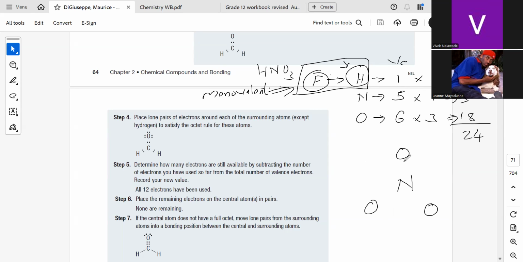Now let us give the shared pair of electrons. That's done. 6 is done, so out of 24, 6 is done. 18 are remaining. I'll complete the octet of oxygen.